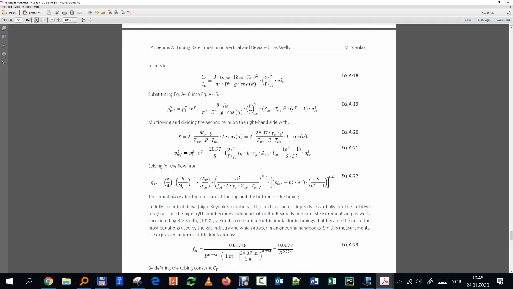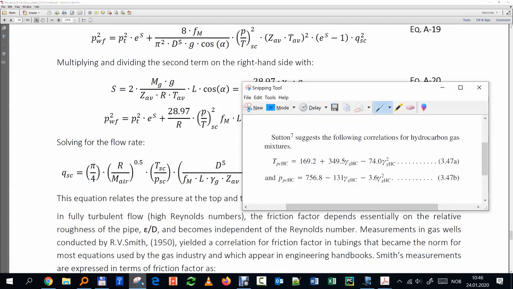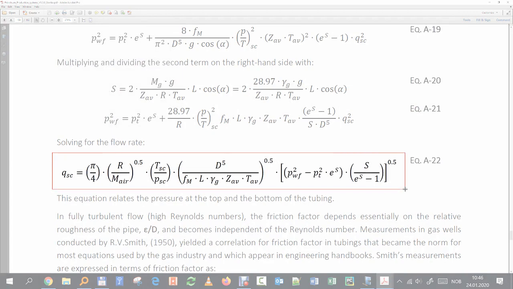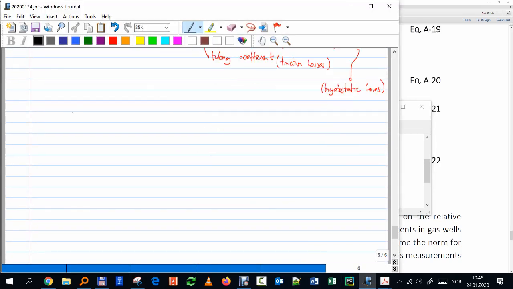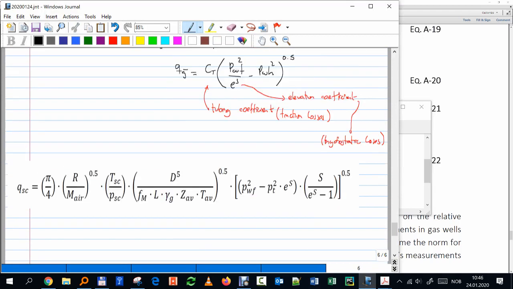The equation, you see you have a bunch of factors. Let me copy that equation. I also recommend, if you want to know a bit more about how that equation is derived, that it's on page 156, Appendix A.